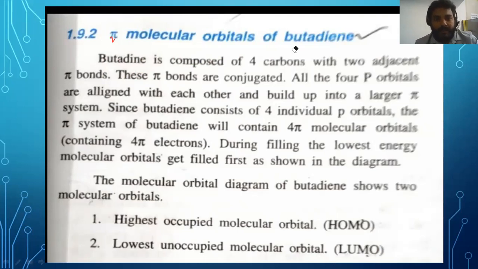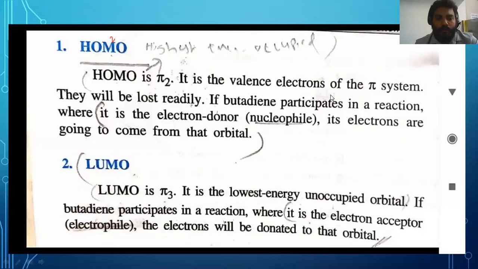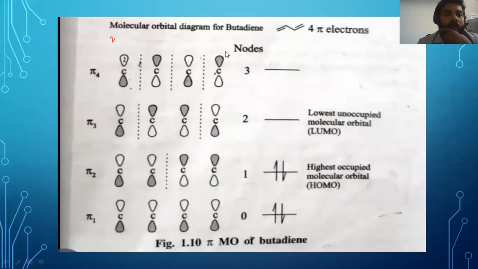And the splitting diagram. Okay, it's the splitting diagram, the molecular orbital diagram for butadiene. This is the formula: 1, 2, 3, 4, 4 carbons are there. 4 pi electrons are there. This is the 4 pi electrons.